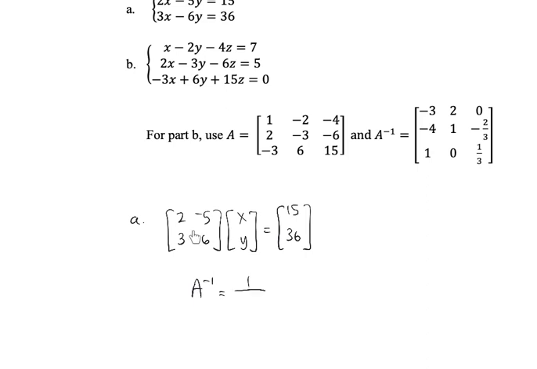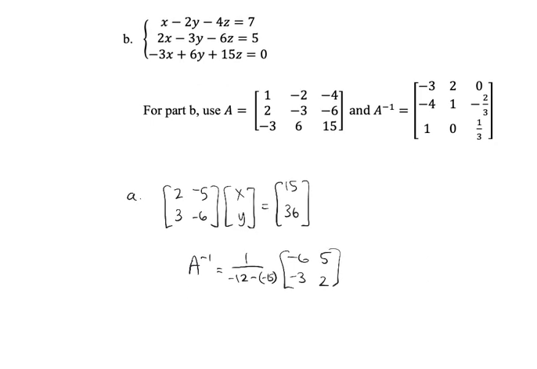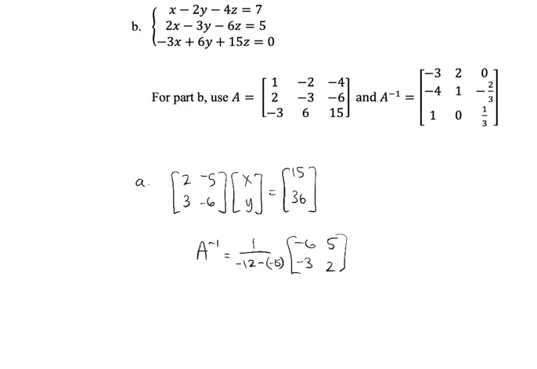So that's 1 divided by a times d, that's -12, minus b times c, that's -15. And then the -6 and the positive 2 change spots. The -5 becomes a positive 5, and the positive 3 becomes a -3. -12 minus -15, that's -12 plus 15, so that's 1/3.